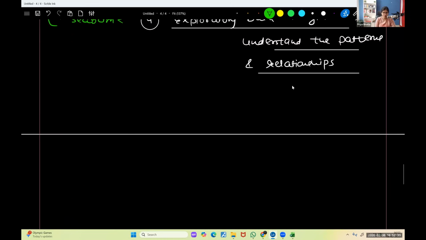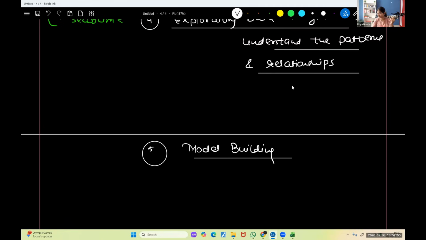Now, once you are able to perform EDA, it means you have a clean file and a very good intuition about that specific file. You know about all the patterns and relationships in the given data. The next stage will be to build a model. So model building will come into the picture.